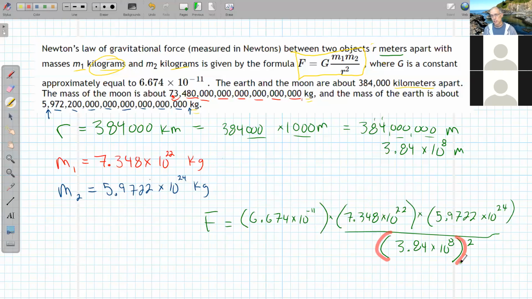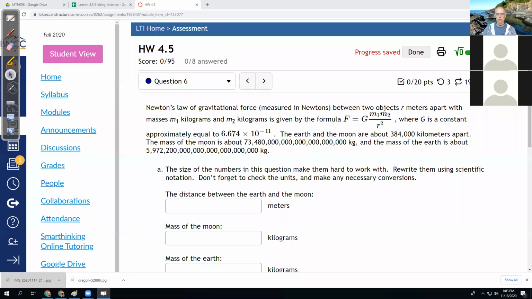That's important, that's important. The other ones, probably get away without them, but it's always good to be safe. So that's the way I would enter this into a calculator to make that work out. Let's double check the questions we were asked here. The size of the numbers in this question make them hard to work with.